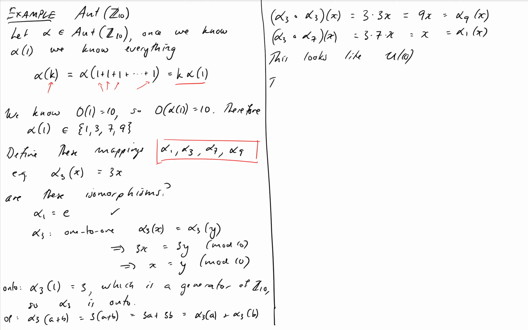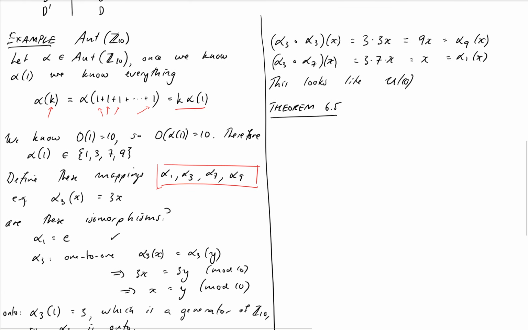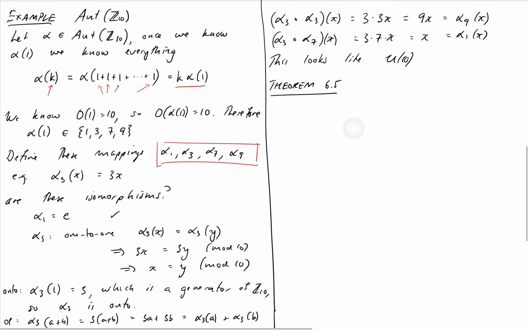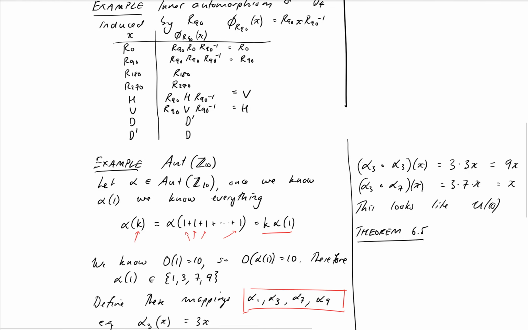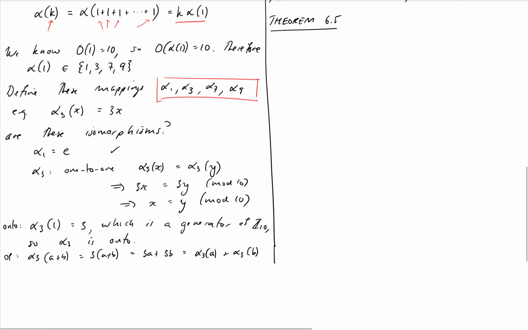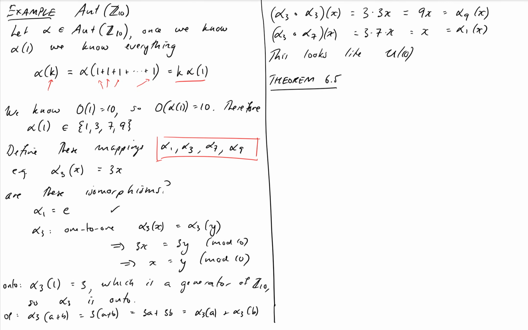So that leads us on to state a theorem, which we can prove using the same method we've just used to attack Z10. Theorem 6.5 says that the automorphism group of Zn is isomorphic in fact to U of n. Okay, so we're going to prove this essentially using the same ideas and the insight we gleaned from our example, just to formalize what we've just talked about and to make this into a proper proof.